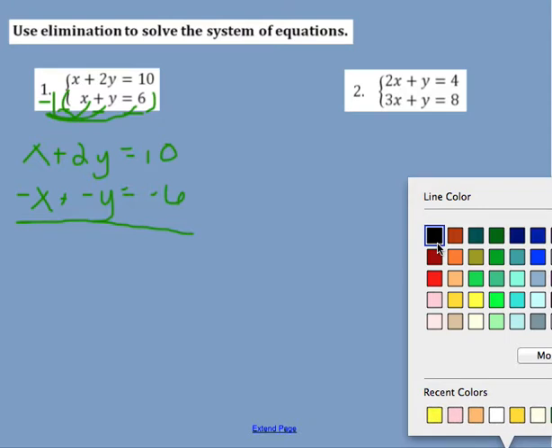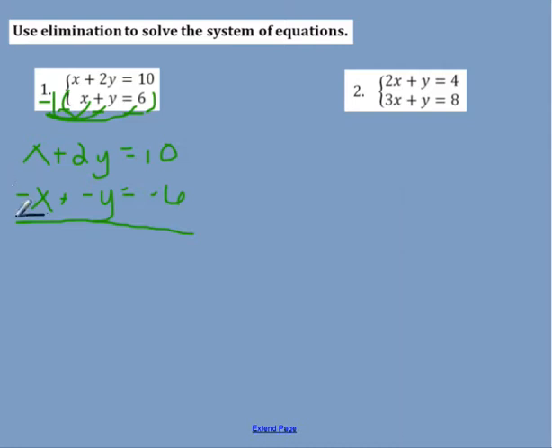Now elimination only works if your equations are in standard form. X's and y's are on the same side, numbers are on the other. So x minus x is 0, 2y minus y is just y, 10 minus 6 is 4. So that worked out nicely for us. When we added them together, we didn't have to do any more solving. It was already solved for us. So now I know that y is equal to 4.